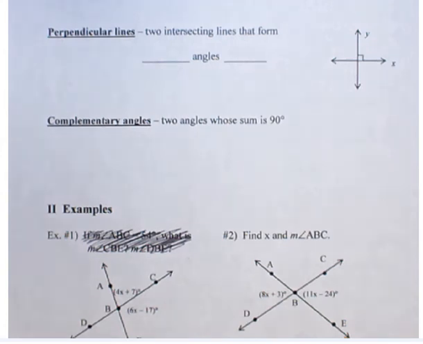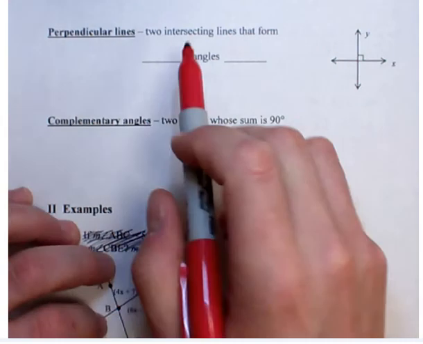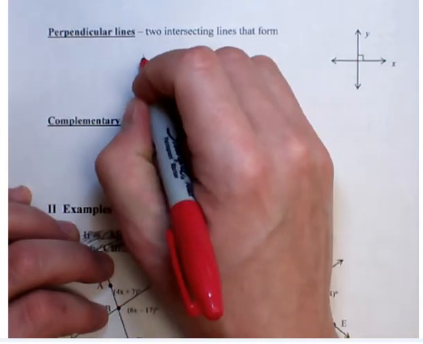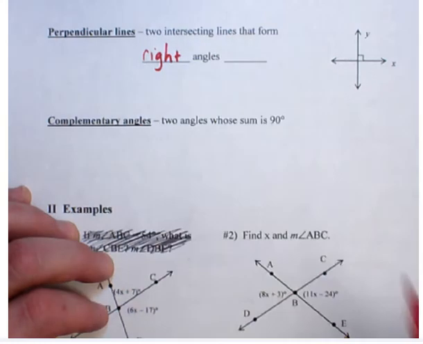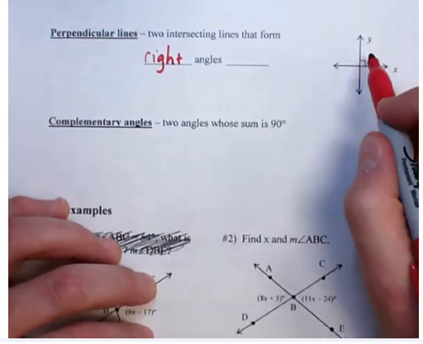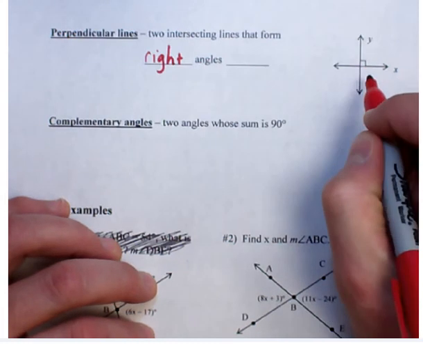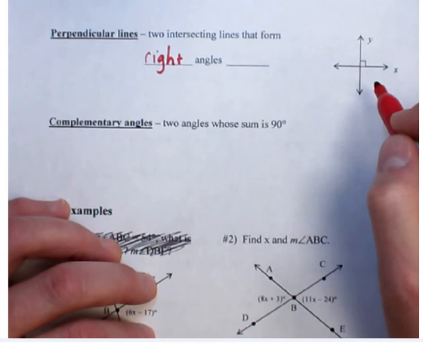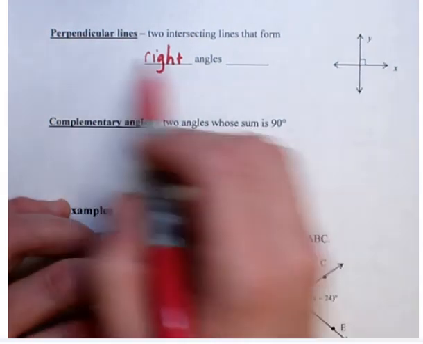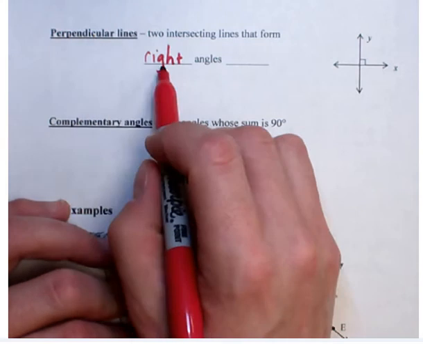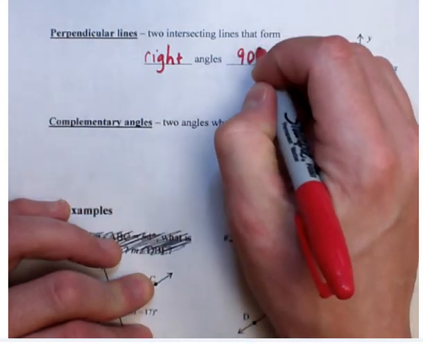Alright, so we're on the back of the notes now, and we've got a couple more vocabulary words to talk about. The first word is called perpendicular. Perpendicular lines. And what that means is two intersecting lines that form right angles. So in the picture on the right here, you have line Y and you have line X, and there is a right angle symbol in between where those two lines intersect, where they cross. Anytime you have perpendicular, if you see that word, that means right angles, and what that means is 90 degrees.